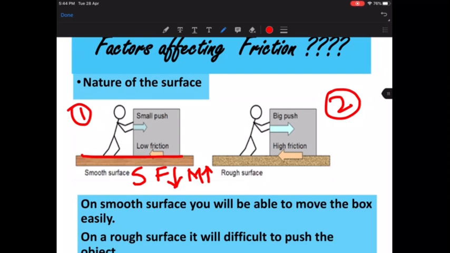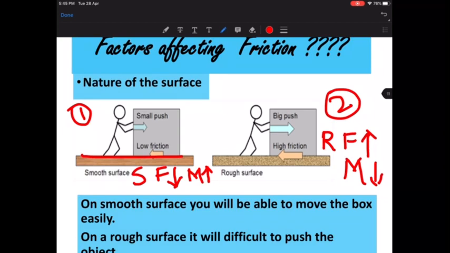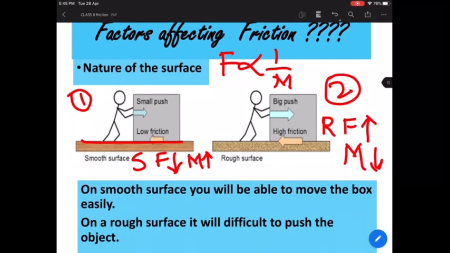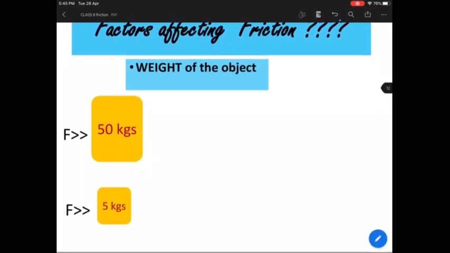Okay, in the second case, because the surface is rough, the friction will be very large. When the friction is large, the movement of the object or of the body is going to be very, very less or very small. So again, understand that friction and motion are inversely proportional to each other. That's why we see that on a smooth surface you will be able to move faster. Now, first is the nature of the surface that we talked about.